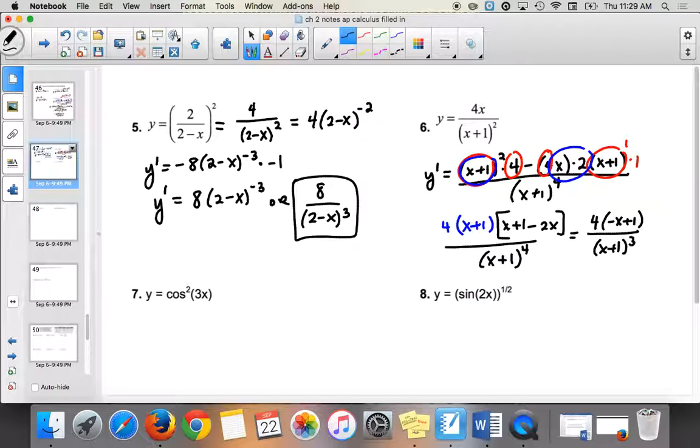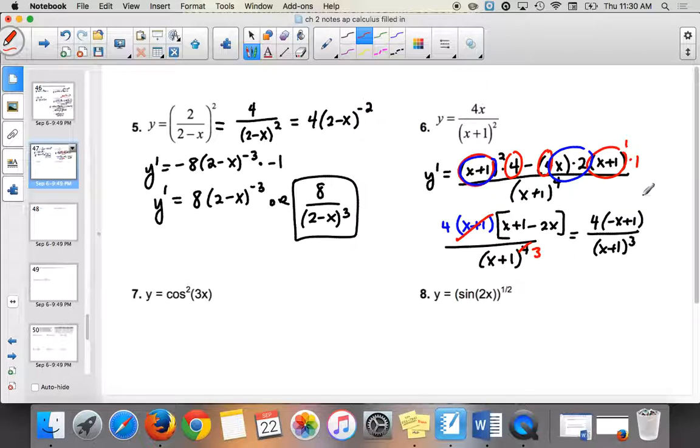Do you guys see what I did? So I just canceled one of the x plus 1s, so I had 3, and then I simplified the x plus 1 minus 2x. So like I was saying, eventually we're going to do that a lot because we're going to have to factor the numerator in order to find when it's equal to 0. So just kind of previewing that.